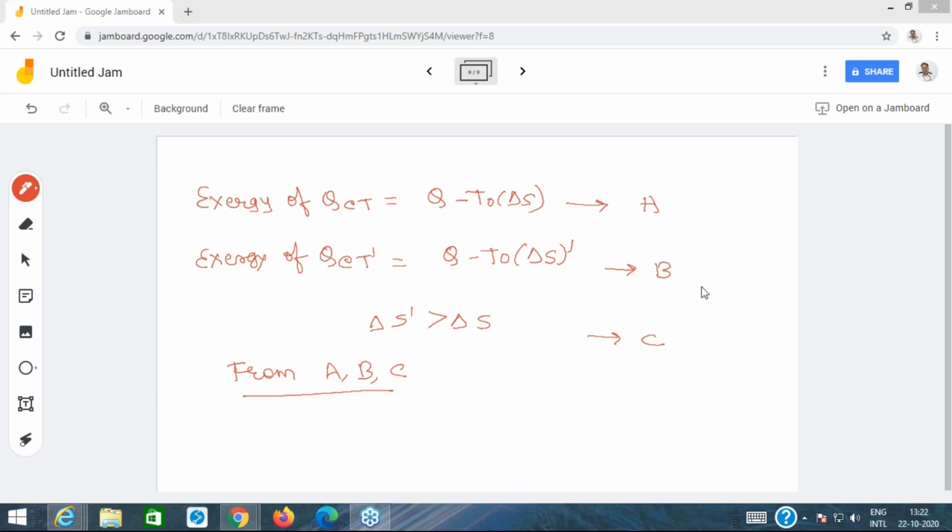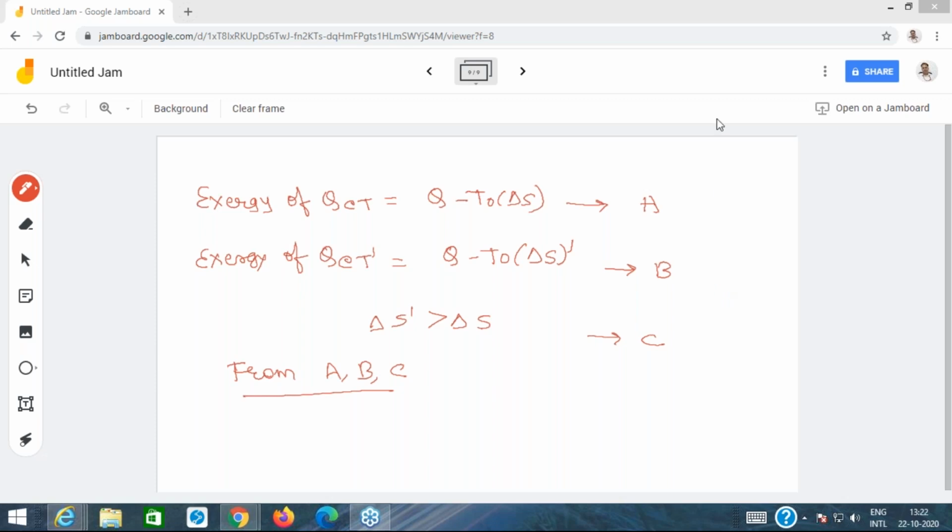Sharvari has written it correctly. Exergy at T, yes, correct. Neha, it is correct. Any more? Sharvari and Neha have got it right. Anybody else? What has happened? Right. Correctly. Exergy would decrease. So why is the exergy reduced?